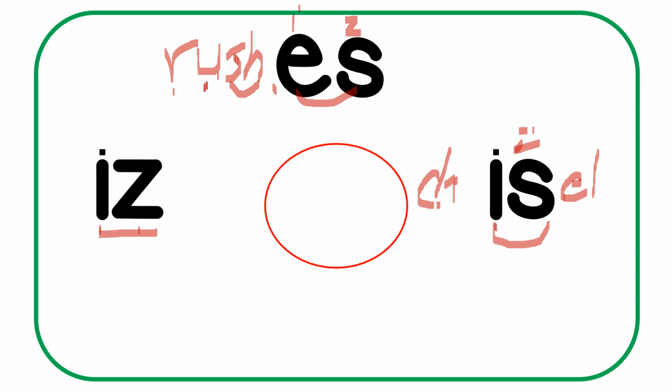Instead, we are using E and S. Also, this is used for when we are making a noun more than one. So when we are making it in its plural form, we'll add "iz" to it.